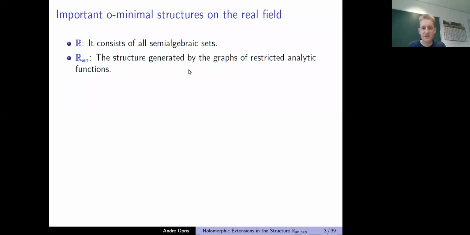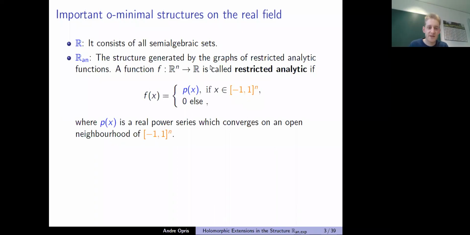And what is in this context a restricted analytic function? This is a function which can be described by a real power series on a hypercube of the form [-1, 1]^n. Otherwise, this function vanishes. So such a restricted analytic function vanishes also at infinity.